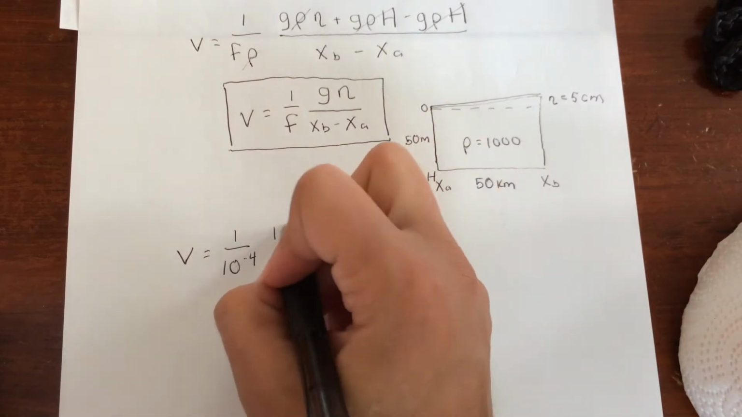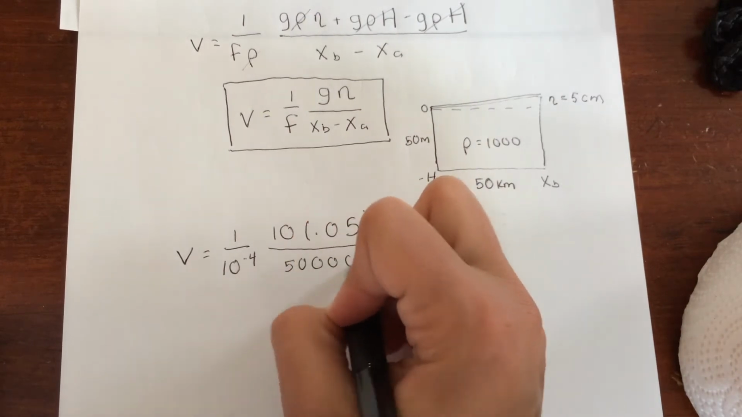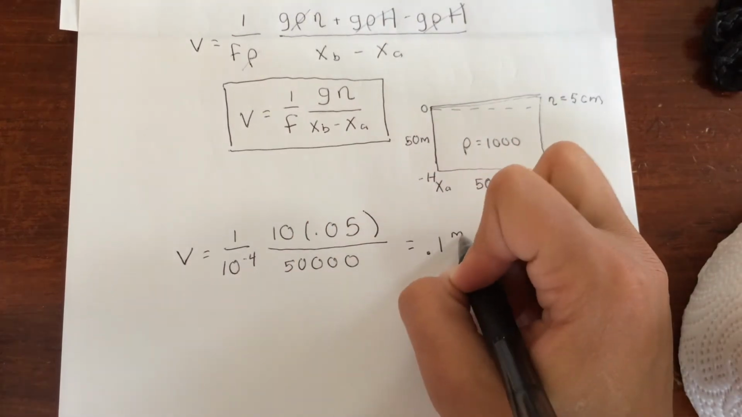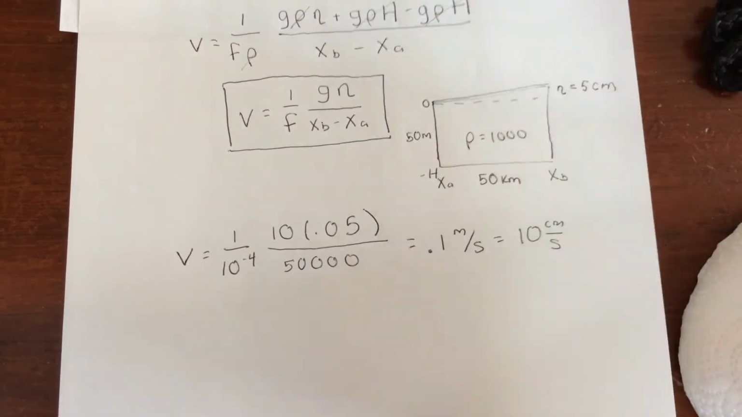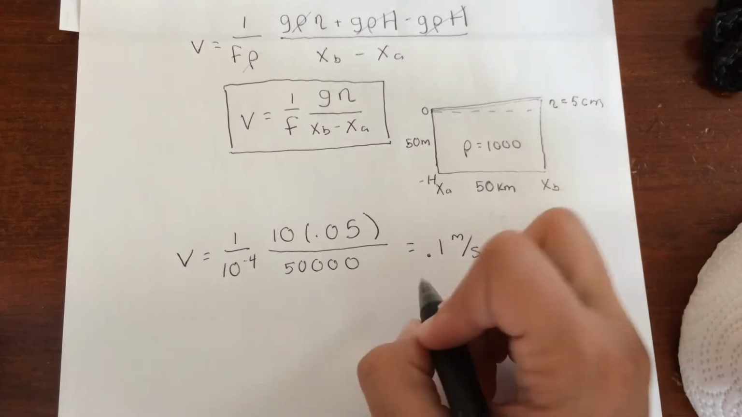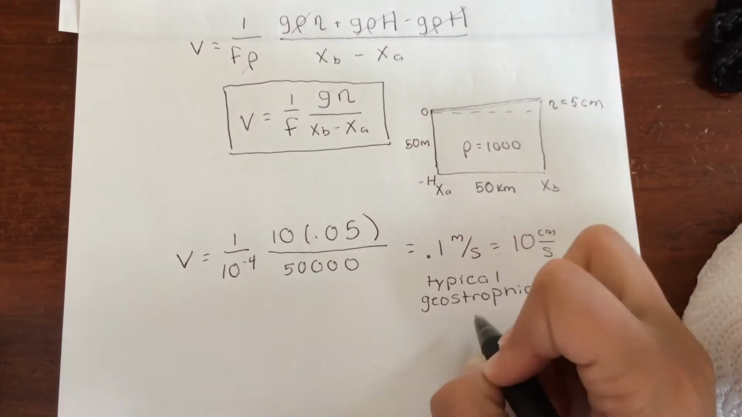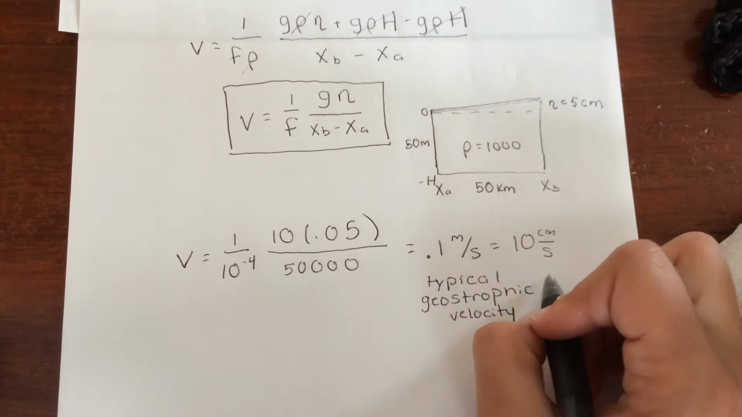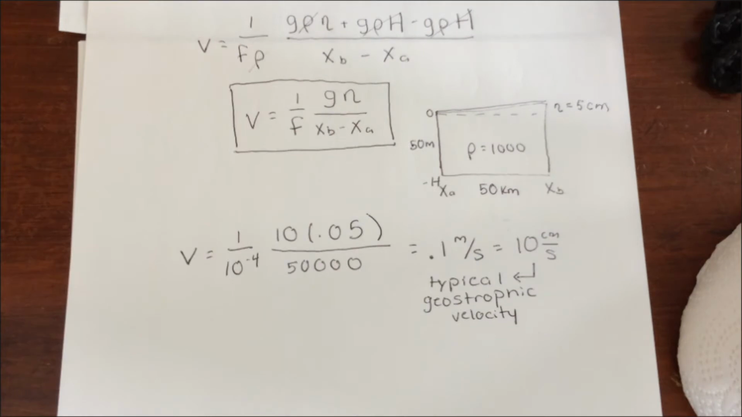Plugging these values into our equation and assuming we are in the northern hemisphere to determine the sign of F gives us a velocity in the y direction of 0.1 meters per second, which is equal to 10 centimeters per second. This is the typical scale of geostrophic motion. It is important to note the sign of this value is positive, so the direction of the velocity is in the positive y direction, or into the board.